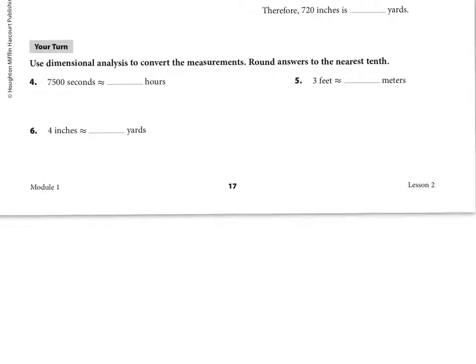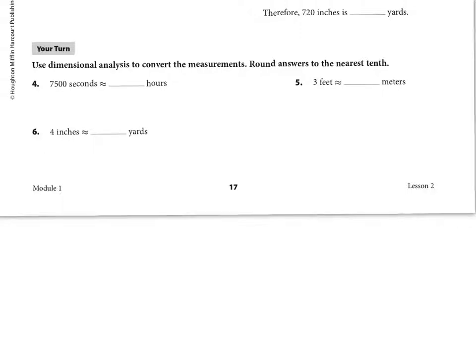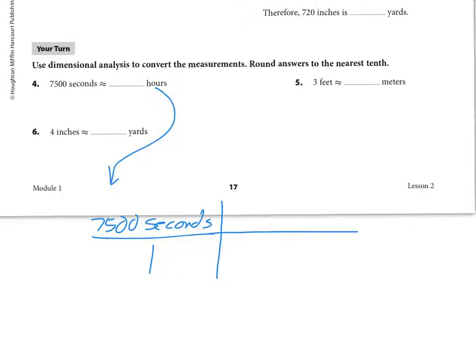But I'm going to start with number 4, seconds to hours. So I'm going to bring it right down here. What I have is 7,500 seconds, and we're going to use the principle of proportions. This is really over 1. Now I'm going to write another fraction here. What I'm trying to do is change my seconds to hours, so I want to get rid of these seconds. If I have something on top, to get rid of it, I have to put it on the bottom.